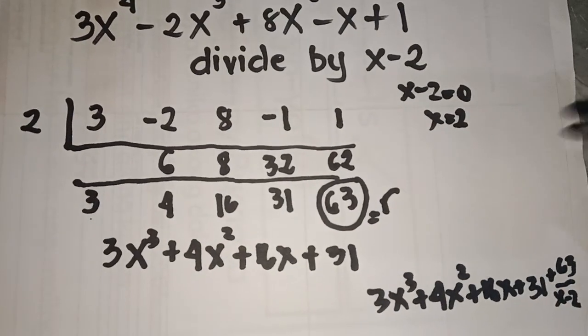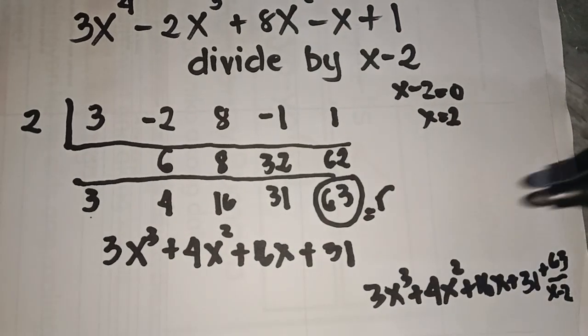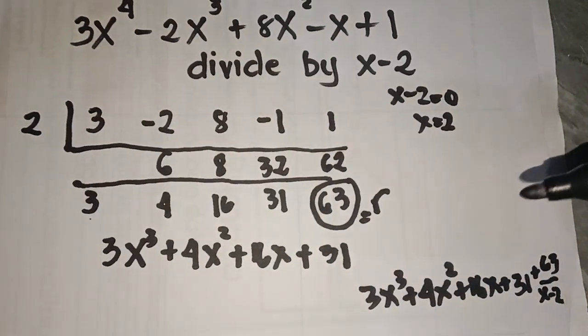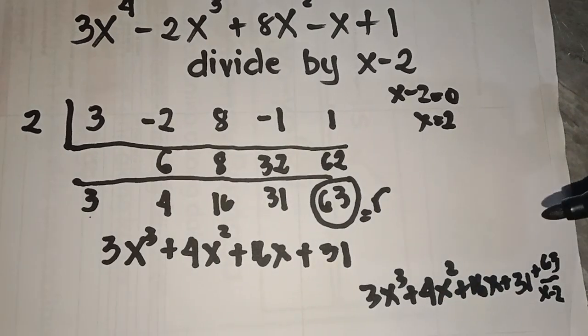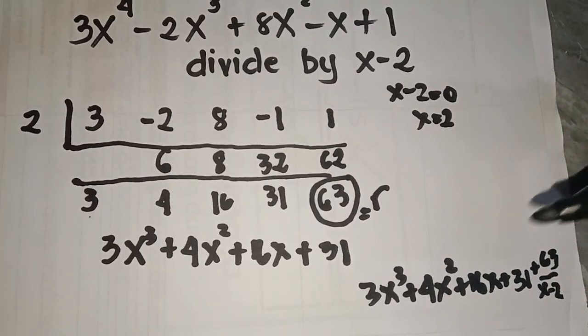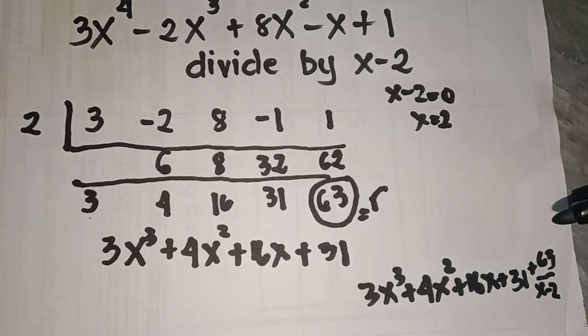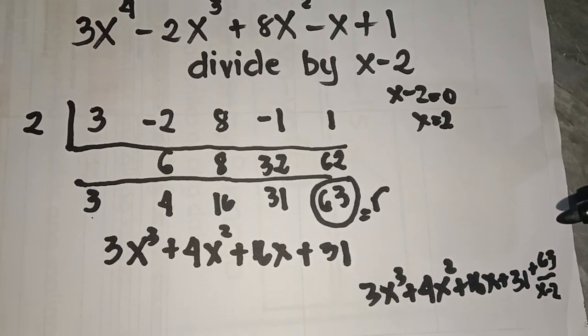But here guys, the quotient is this, the remainder is 63, and the answer is in this form: quotient followed by, as the numerator, the remainder, the next is the divisor.